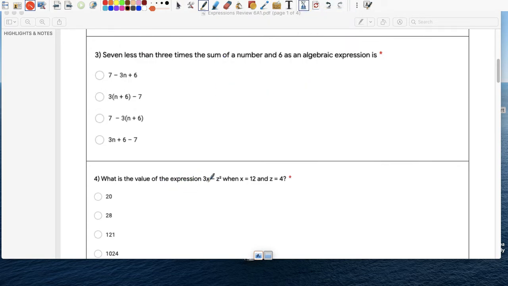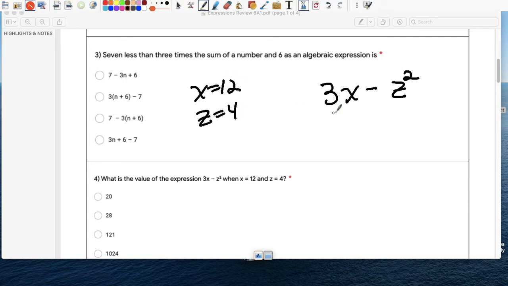Okay, what is the value of the expression 3x minus z to the second power? So let me, again, make it a little bit bigger. So x is 12, z is 4. We're going to switch. So 3 times, and instead of x, we're going to put 12. So let's put a 12 over here. Minus z, and instead of z, we're going to put a 4. So now we have 4 squared. There it is.